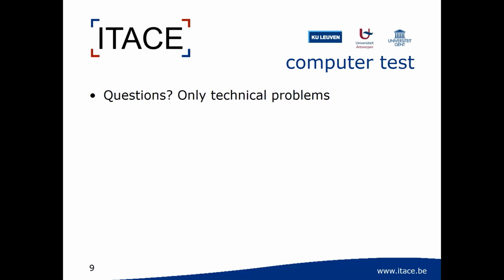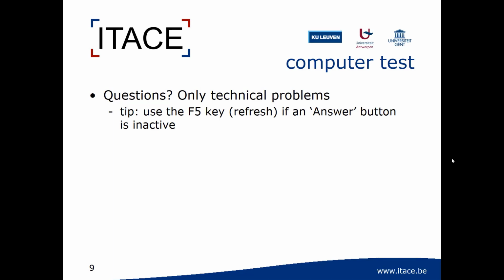If you have a technical problem during the test, just raise your hand and a test administrator will come over to help you. Please note that the test administrator cannot discuss any issues related to the content of the questions. As mentioned previously, you can use the answer button to go to the next question during the test. It sometimes happens that these buttons are inactive. In that case, press F5 to refresh and then click Continue. This reactivates the button.